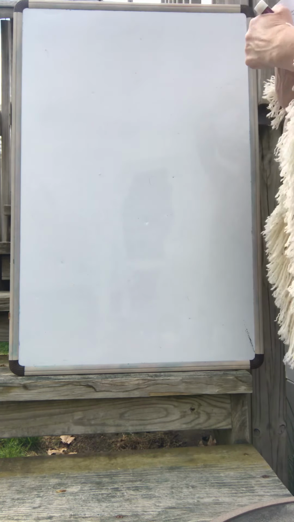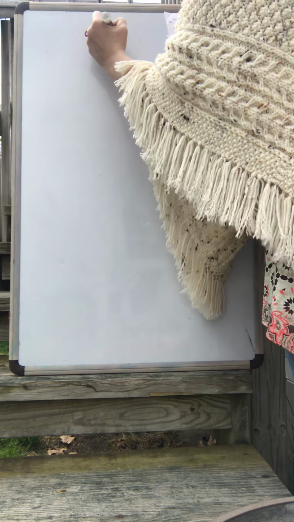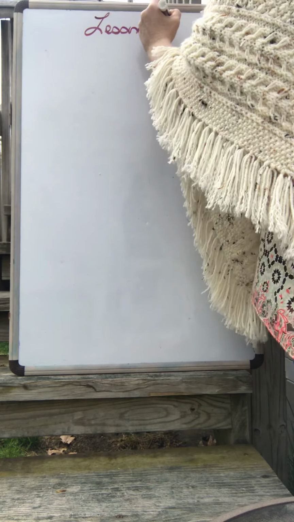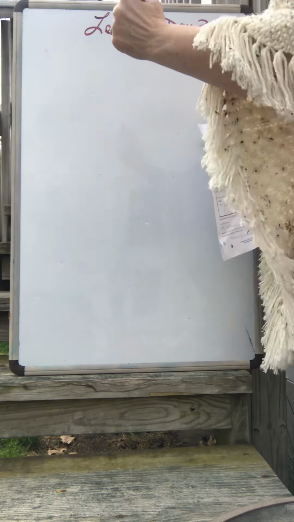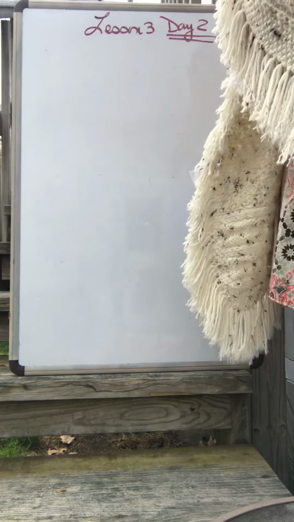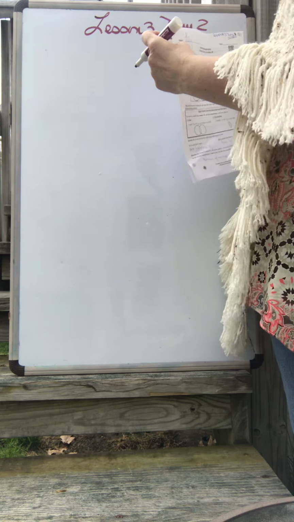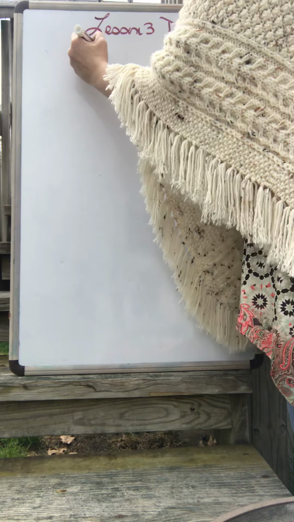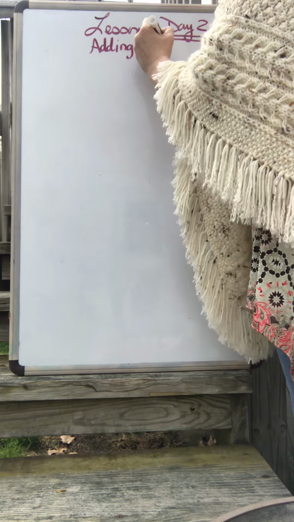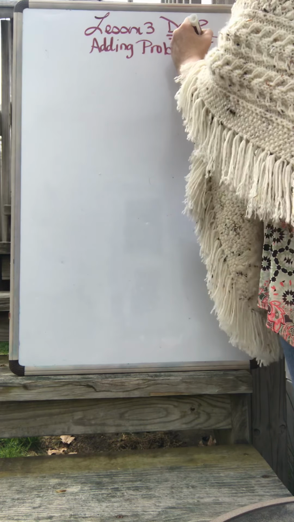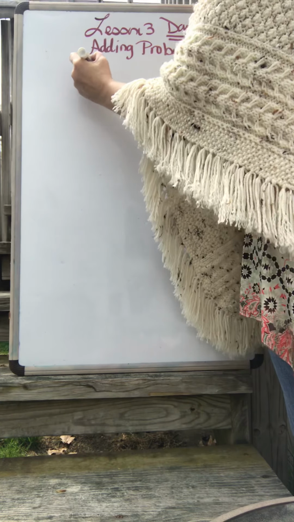So now today, this is lesson 3, day 2. And this is all about probabilities with the Venn diagram and the two-way tables, but the overall name of this is adding probabilities. So this is lesson 3, day 2, adding probabilities. And we are using Venn diagrams and the two-way table.